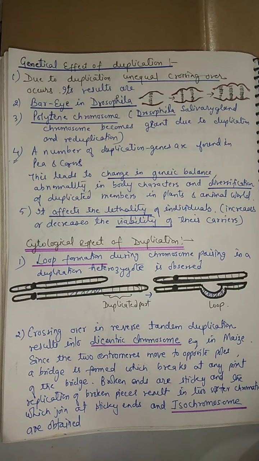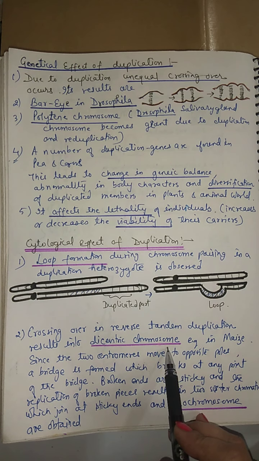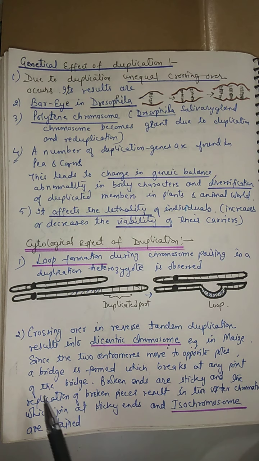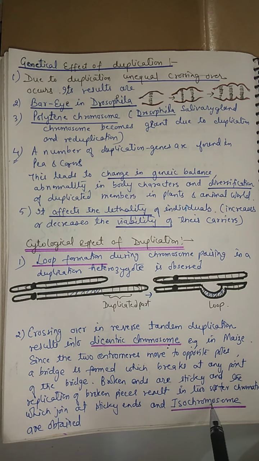Secondly, the crossing over in reverse tandem duplication results in a dicentric chromosome, meaning a chromosome having two centromeres. Example in maize. Since the two centromeres move to the opposite poles during cell division, a bridge is formed which breaks at any point, and these broken ends are sticky and they replicate, and the broken pieces' replication results in the formation of two sister chromatids which join at the sticky ends. This leads to the formation of isochromosomes.